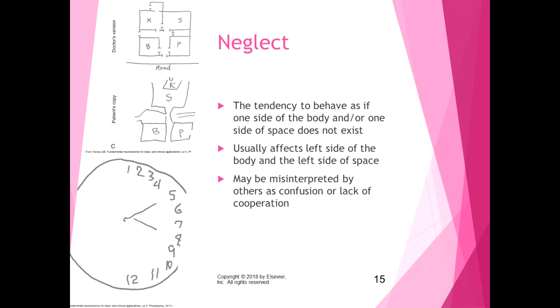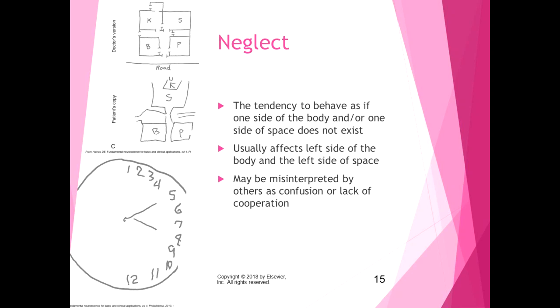So, a disorder of that area causes neglect, which is the tendency to behave as if one side of the body or one side of space does not exist. It usually affects the left side of the body and the left side of space because it's located in the right cerebral cortex. Neglect can often be misinterpreted by others as confusion or lack of cooperation, but really, to that person, that side of the body or space doesn't exist.